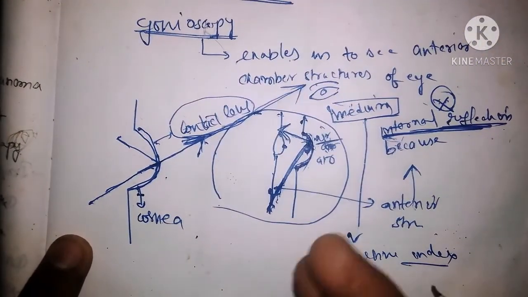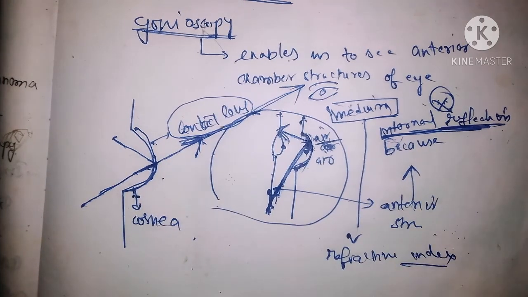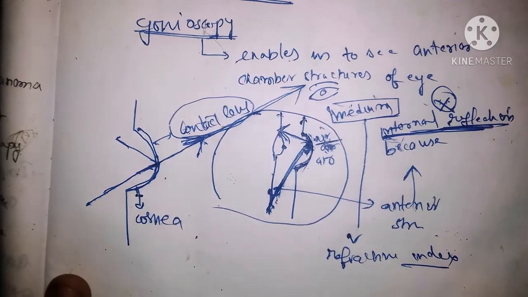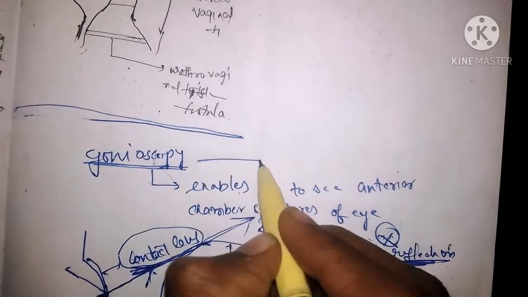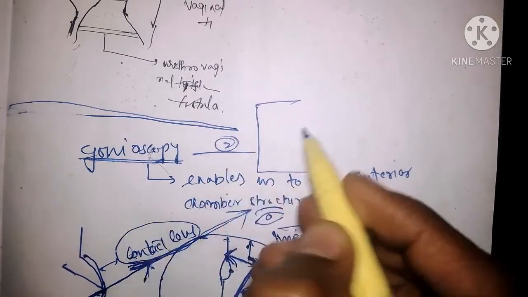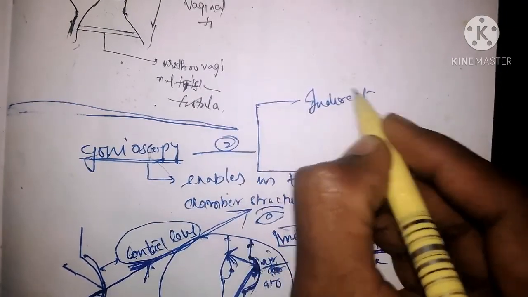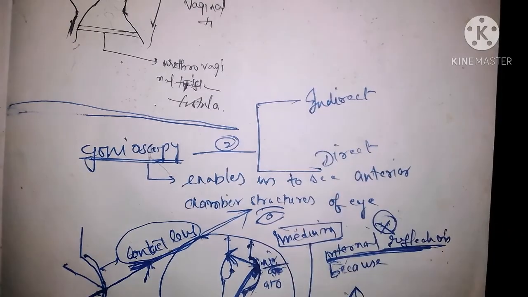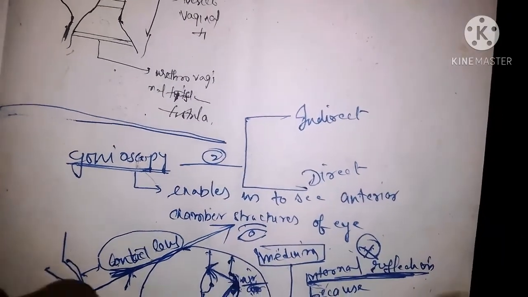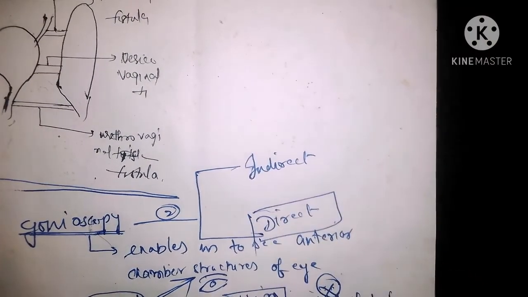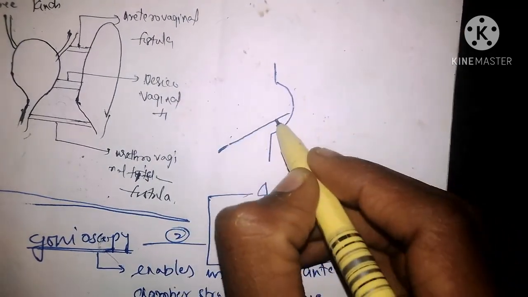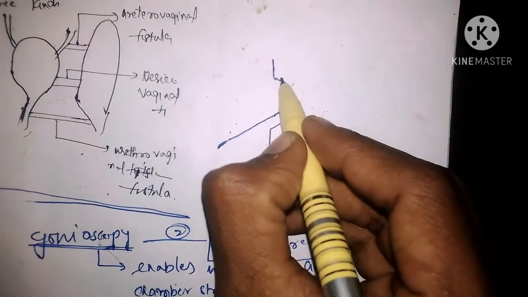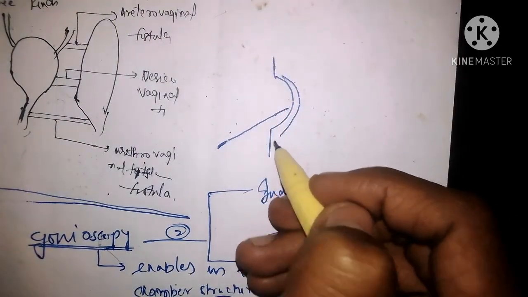So I hope I am able to convey the principle here. We are avoiding internal reflection by placing a contact lens in front of the cornea. Clear? This gonioscopy is of two types: indirect gonioscopy and direct gonioscopy. Let's see the direct gonioscopy. See, I told you we are avoiding internal reflection by placing a contact lens in front of a cornea.